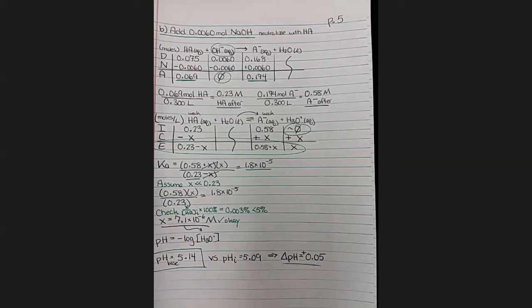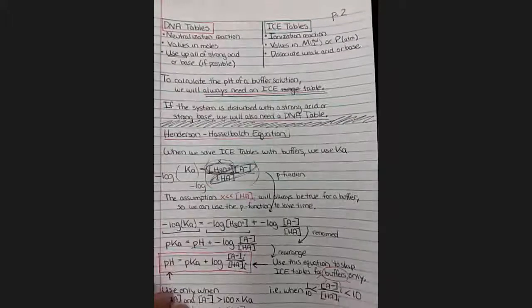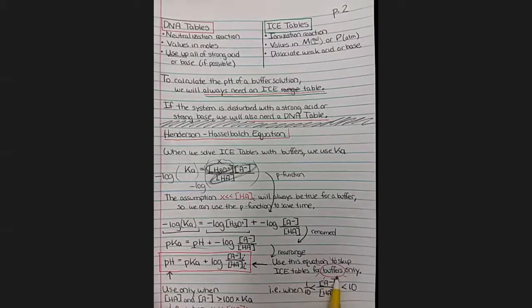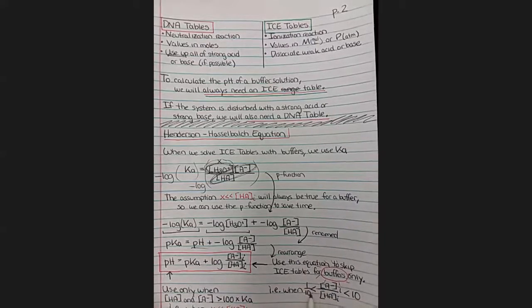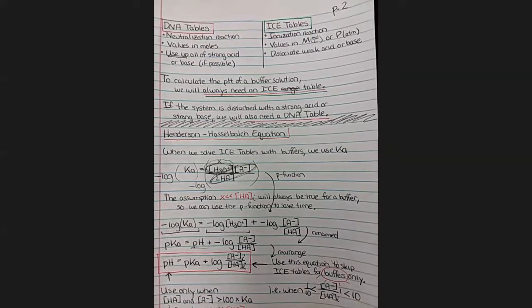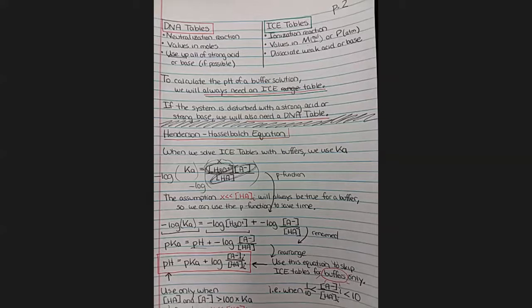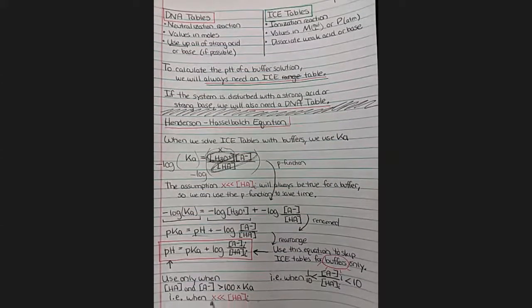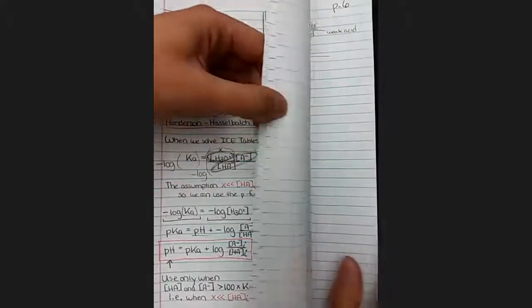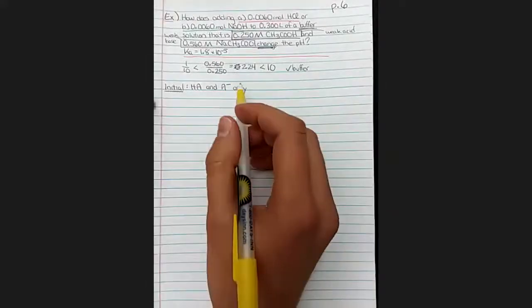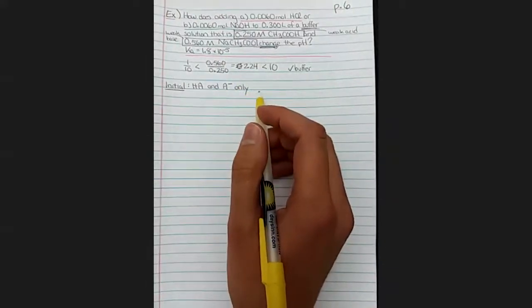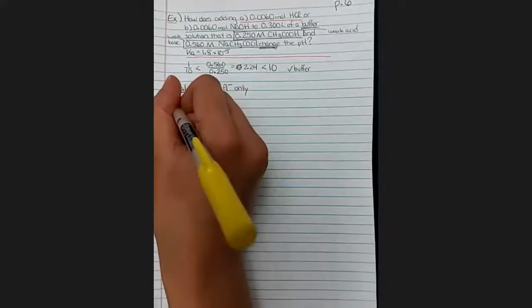So we said we have to have a buffer system where this fraction is between 1/10 and 10, and that is true. And we don't even have an X because there hasn't been a change yet. So X is equal to 0, so it's definitely smaller than the weak acid concentration. So we are cleared to use Henderson-Hasselbalch.